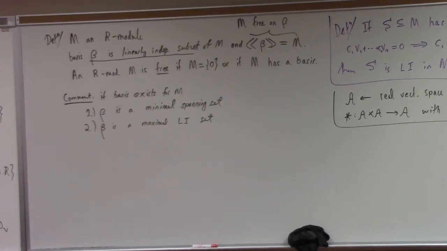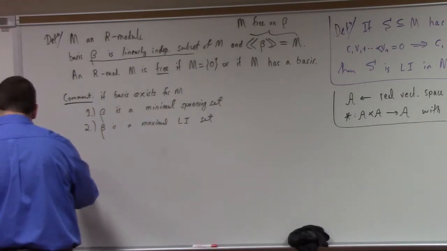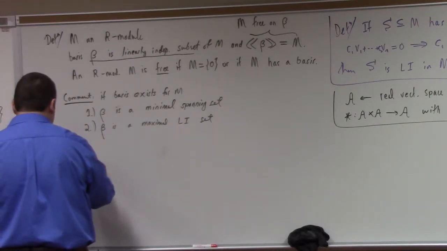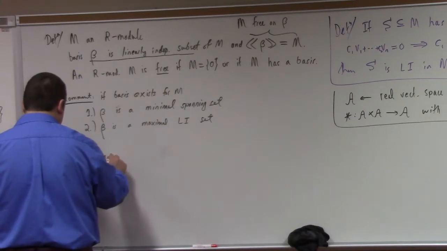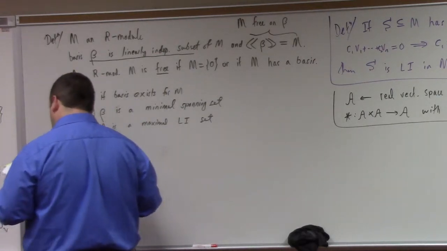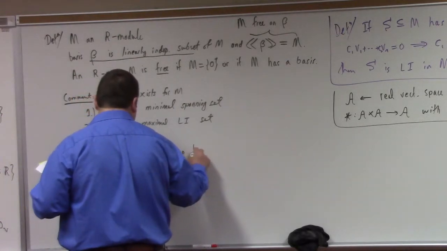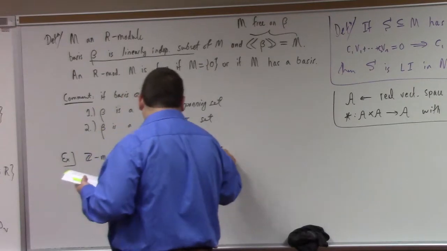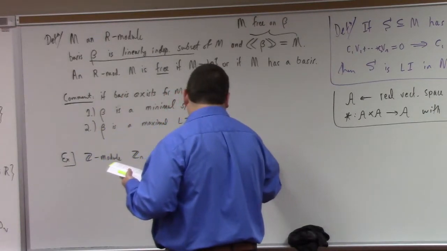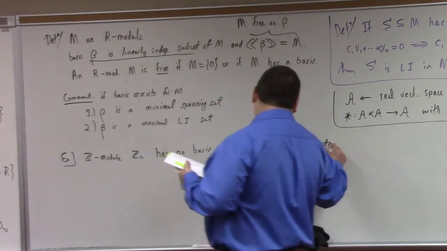So can you think of an example? Here's an example of something that has no basis. He says the Z module Z_n has no basis, since it has no linearly independent sets.